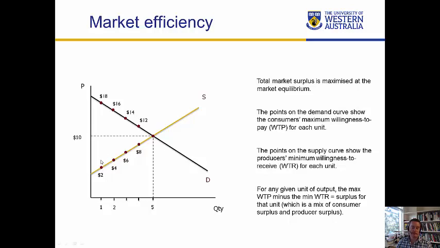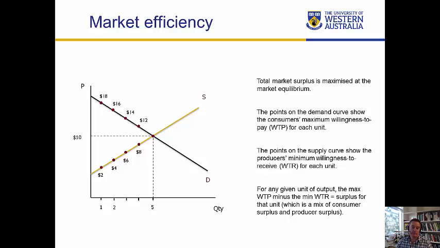Producer will never actually have to receive $2. They'll always generally get a higher price unless the supply curve's horizontal, but we won't go there. But with a normal upward sloping supply curve, you'll never actually get the $2. That'll never be the market price. It's just a thought exercise.